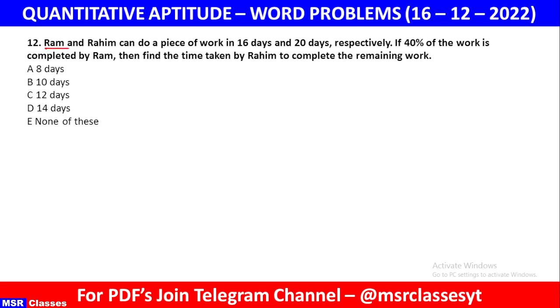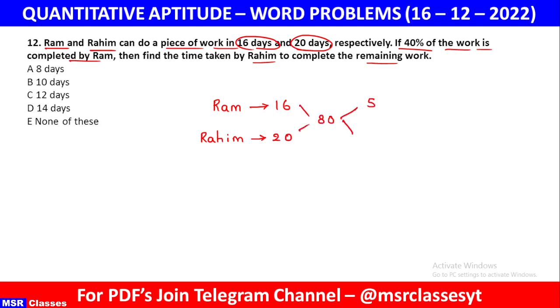Next question. Ram and Rahim can do a piece of work in 16 days and 20 days respectively. If 40% of the work is completed by Ram, then find the time taken for the remaining work by Rahim, right? Ram can do a piece of work in 16 days. Rahim can do the same piece of work in 20 days. LCM is 80. 16 gives 5 times, 20 gives 4 times. 40% by Ram, so 60% of the work should be done by Rahim. Time taken for 60% is 48 upon 4, 12 days is the final answer. Option C is the correct answer for this question.